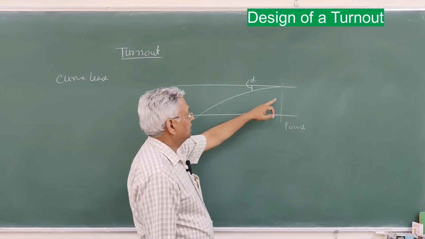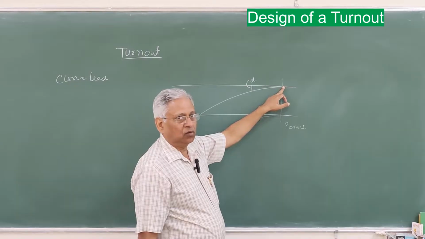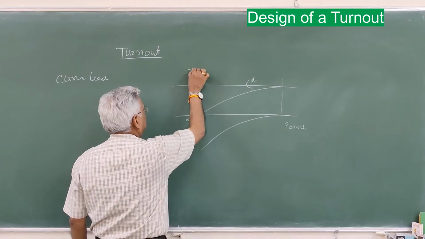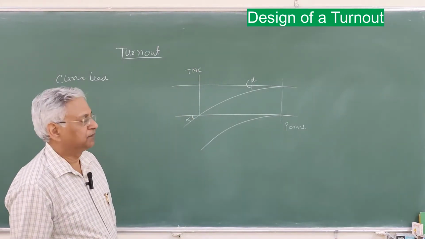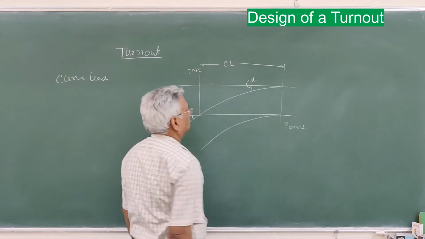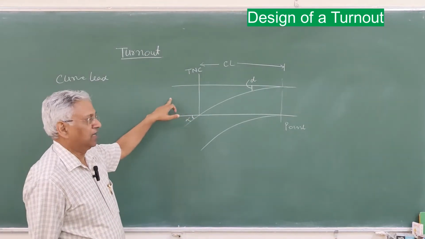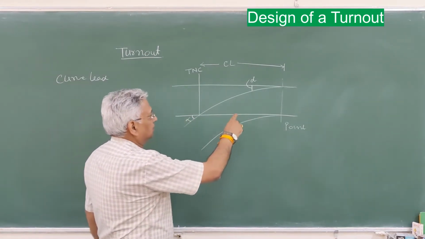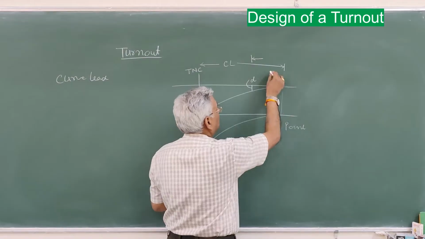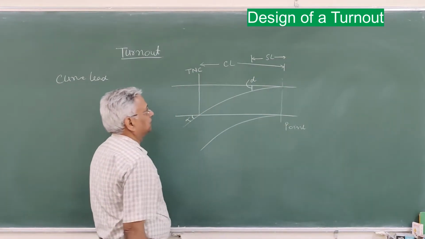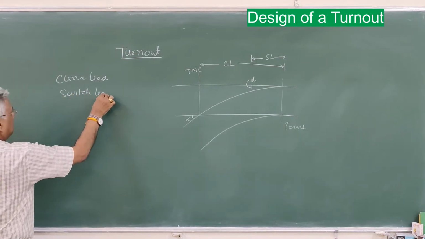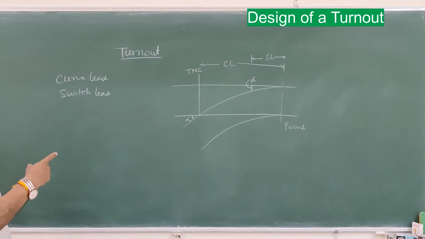Curve lead is measured from this tangent point, that is the top of the switch, to the theoretical nose of crossing. This is called TNC, theoretical nose of crossing. Now this distance is CL, curve lead, measured along the main line. Then the distance between this heel and the top of the switch is called the switch lead. This is also measured along the main line.